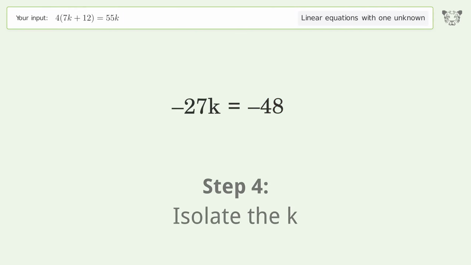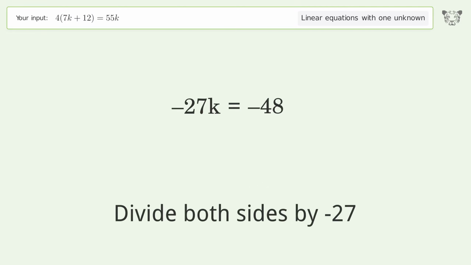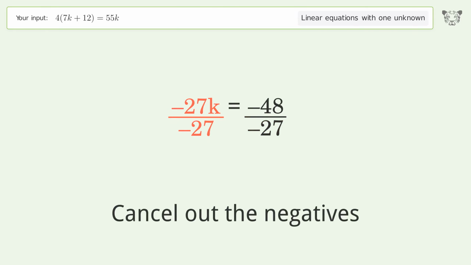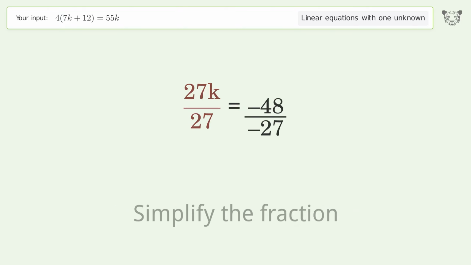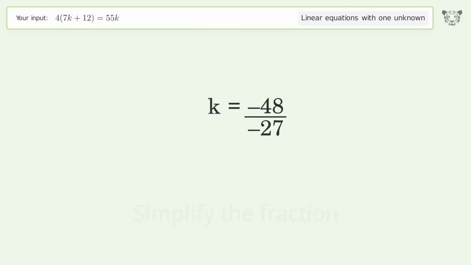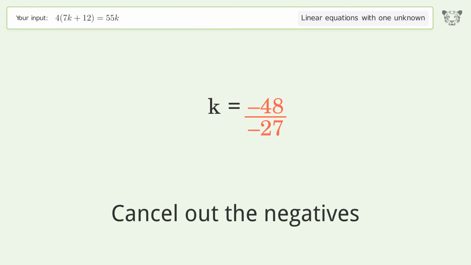Isolate the k. Divide both sides by -27. Cancel out the negatives. Simplify the fraction. Cancel out the negatives.